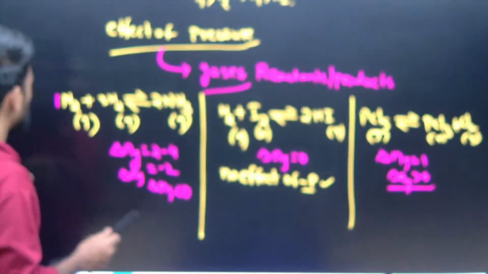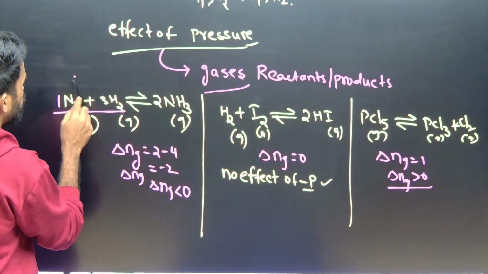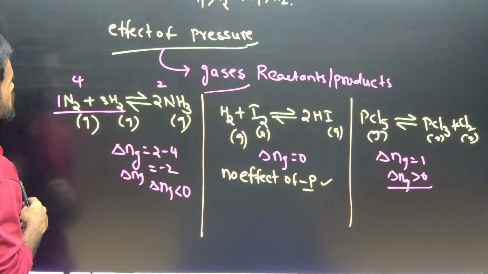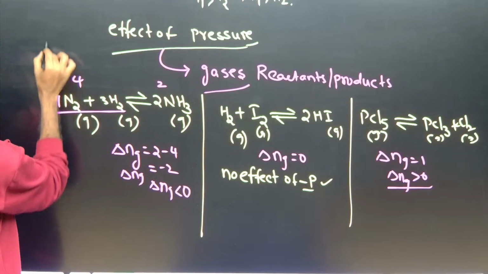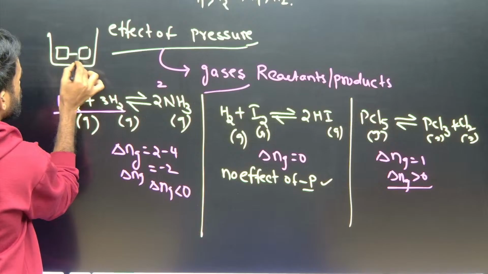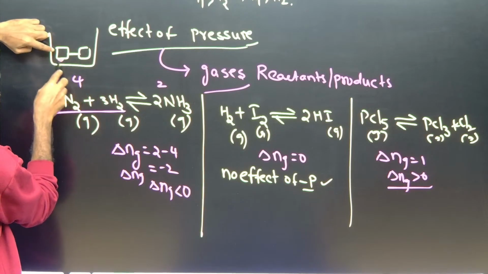Okay, so now look at this. Every time the effect of pressure will be there more on the side with more number of moles. How many moles are here? 4 gaseous moles are there. Here are 2. So if we increase the pressure, in some unit volume which is in equilibrium, the number of moles are more on this reactant side.